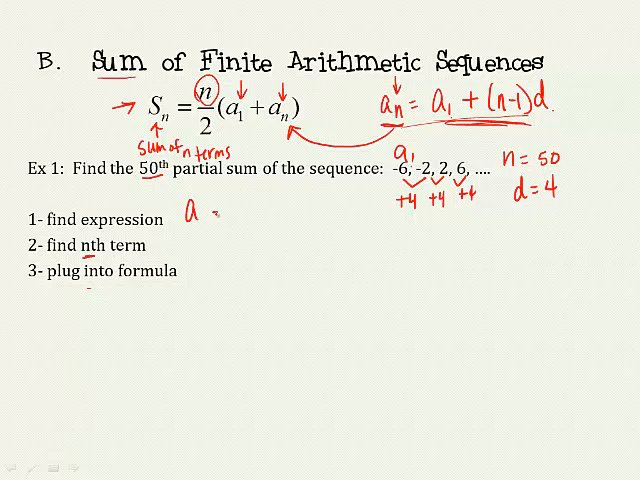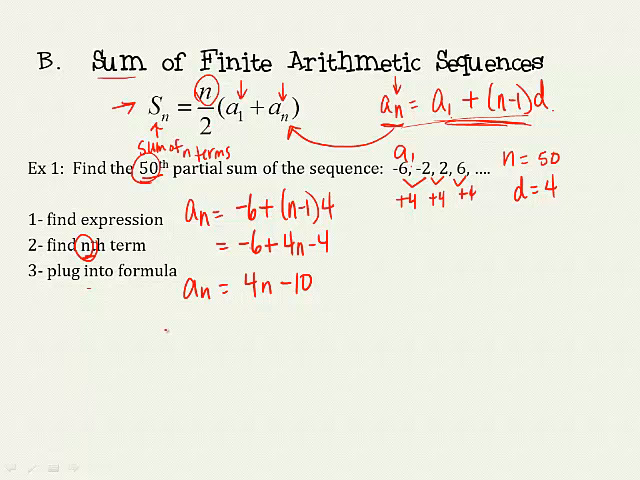To find my expression, I'm going to take negative 6 plus n minus 1 times d, which is 4, and solve this: negative 6 plus 4n minus 4. So a sub n equals 4n minus 10. There's my expression. Now I need to find the nth term. What is n? 50. So the 50th term is 4 times 50 minus 10, which is 200 minus 10, also known as 190. So I know a sub 50 is 190.